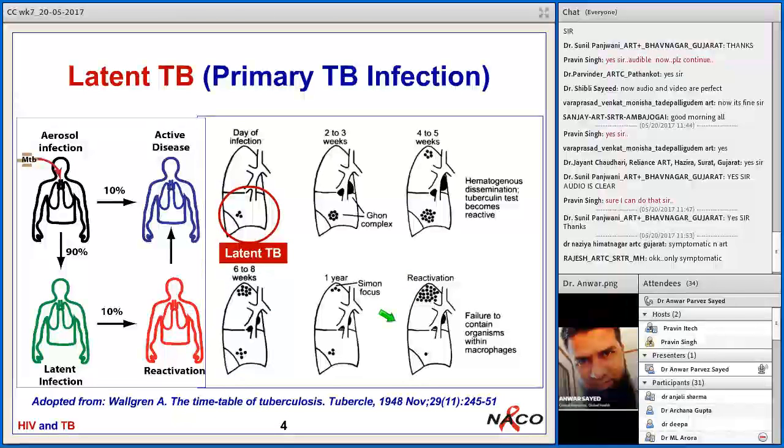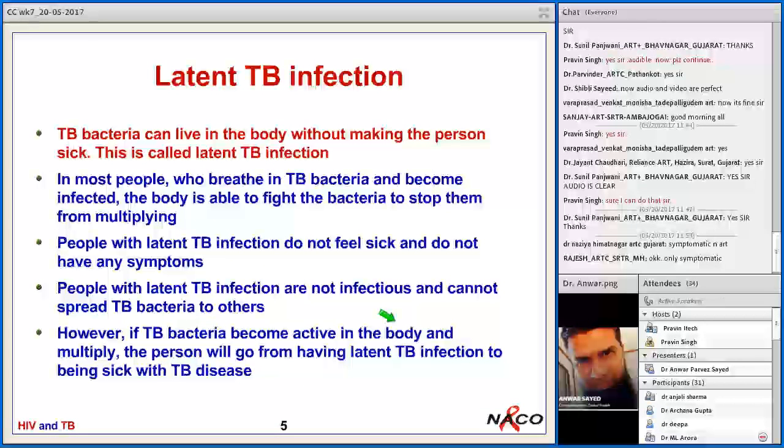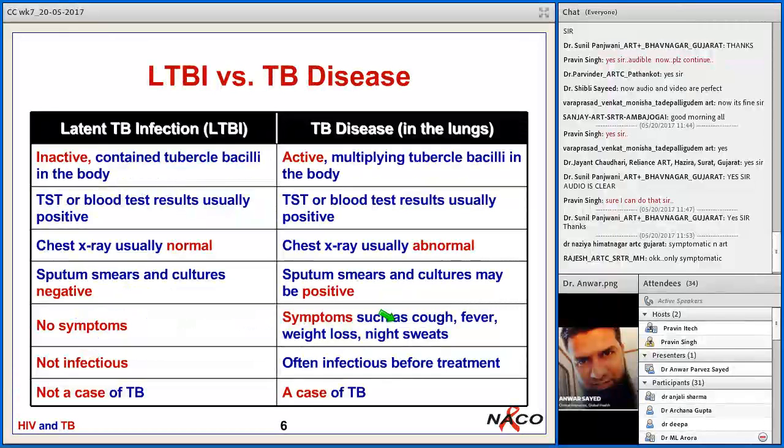So this is latent tuberculosis, where infection is present in a person's body, but there are no clinical signs. As I mentioned, it is TB bacteria which live in the body without making a person sick. It is called TB infection, and there are two things which we saw: endogenous reactivation and exogenous reinfection. Latent tuberculosis is inactive. It contains tubercle bacilli in the body. The tuberculin skin test will be positive in both latent TB and active TB. In active TB, you will see all the signs and symptoms of tuberculosis usually.